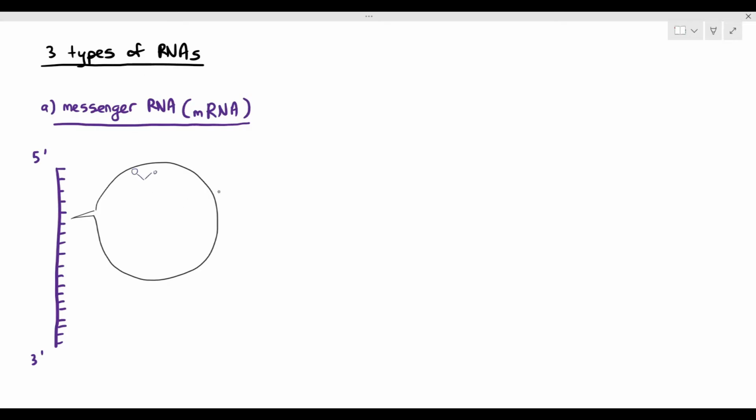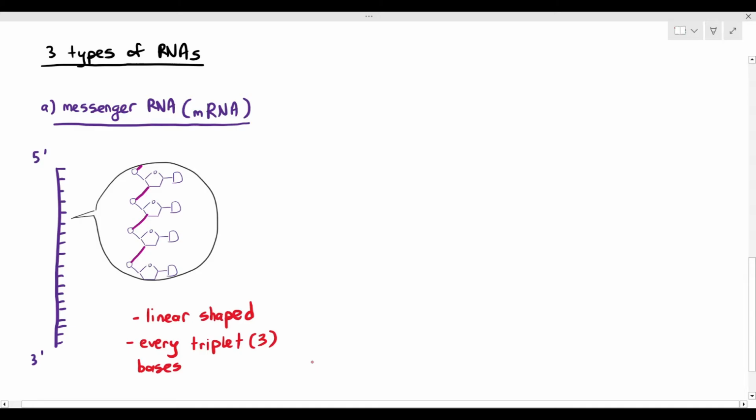That's fine. And just like the DNA, they do have some similarities in which they have the 5 prime to 3 prime, with the exception that RNA is single-stranded, DNA is double-stranded, and the RNA nucleotides are joined together by phosphodiester bonds. Generally speaking, messenger RNAs are linear-shaped, and here's where it becomes important. Every triplet or three bases on the mRNA are referred to as something called a codon.